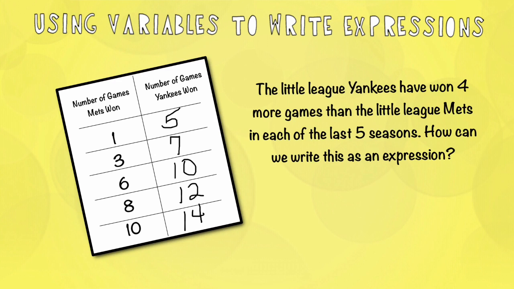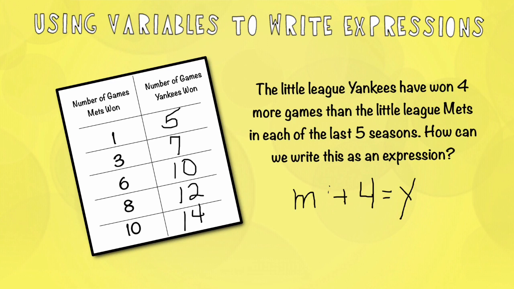Okay, so we can think of the games that the Mets won as W plus 4 equals the number y of what the Yankees won. Actually, to make it make a little bit more sense, why don't we change that to an M? So M plus 4 equals y. So Mets plus 4 games equals y.